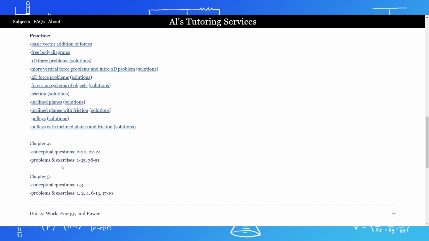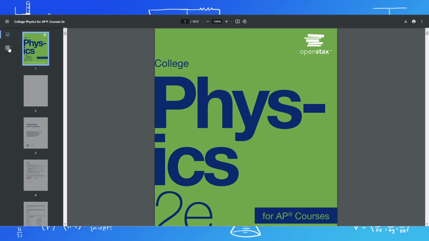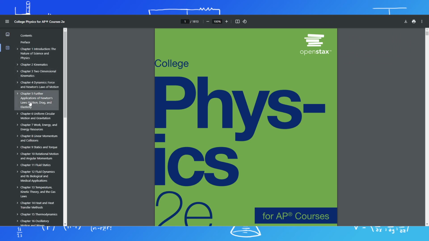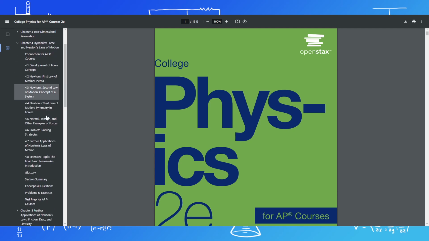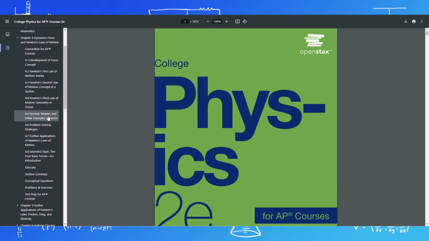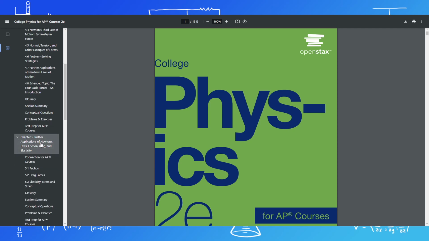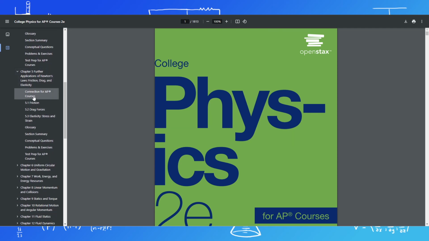And for the readings, chapters 4 and 5, let me see the difference between the two. So chapter 4 has first law, second law, third law, tension, normal force. Okay, so yeah, it looks like we're going to be mostly in chapter 4 next week, and I think chapter 5 is what adds friction. Okay, friction, drag forces we don't really need to do for Physics 1.